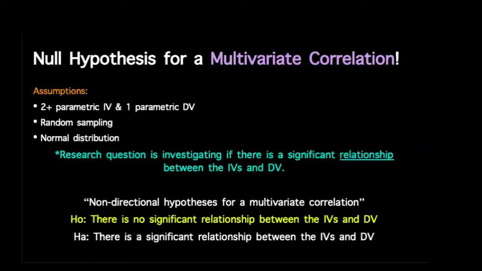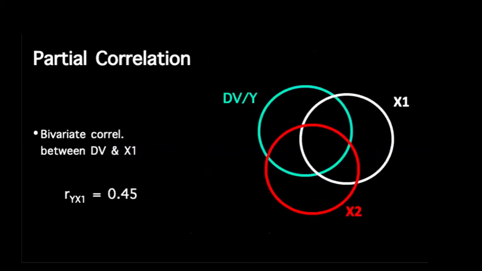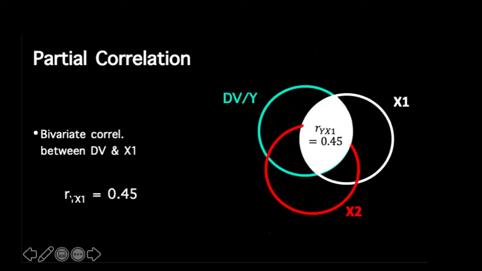The only difference is that in order to calculate multivariate correlations or multiple correlations, we have to use partial correlations. Okay, so how does this work, right? We look at a bivariate correlation between, let's say, our dependent variable, which is the blue circle, and independent variable number 1, which is my white circle. Let's say that relationship, or R, is equal to 0.45.